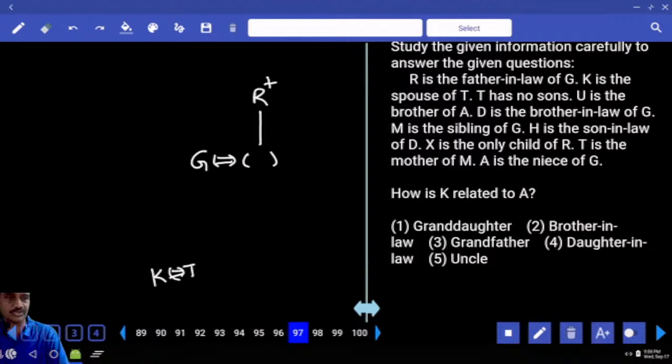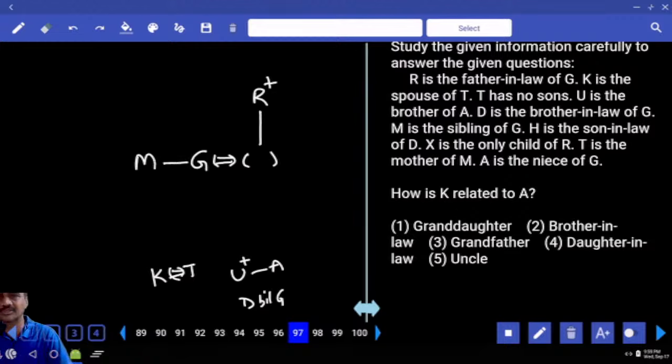And U is the brother of A. Now who is this U? Brother of A. D is the brother-in-law of G. There are 2 different possibilities. And D is the brother-in-law of whom? Brother-in-law of G. And M is the sibling of G.